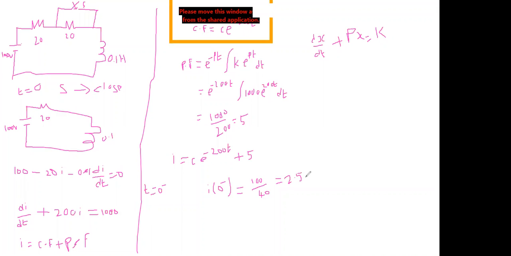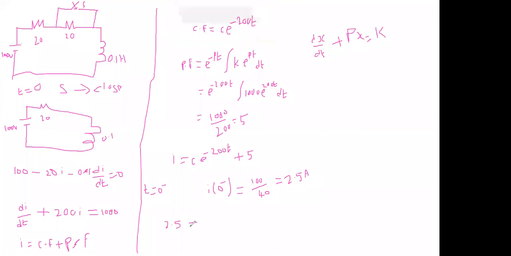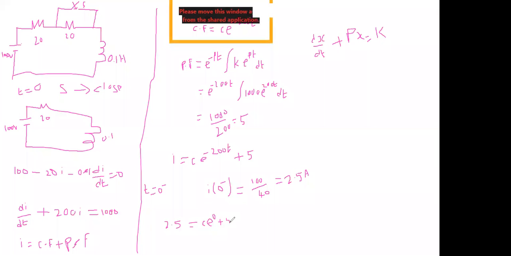approximately 2.5 ampere. So when t equals 0 minus, I have to substitute the initial value: 2.5 equal to c into e power 0 plus 5. Then finally c equal to minus 2.5.